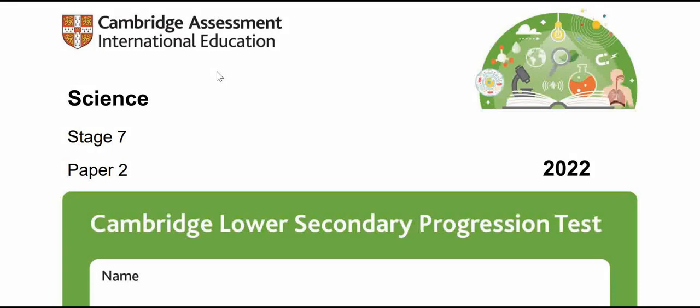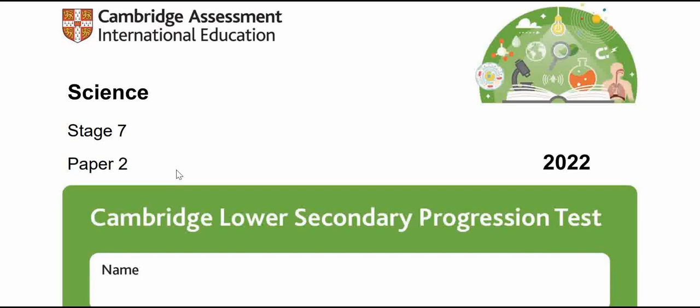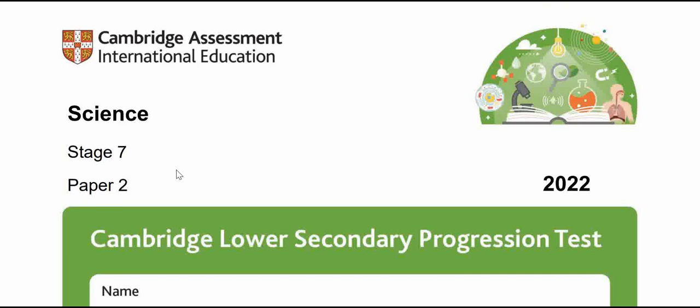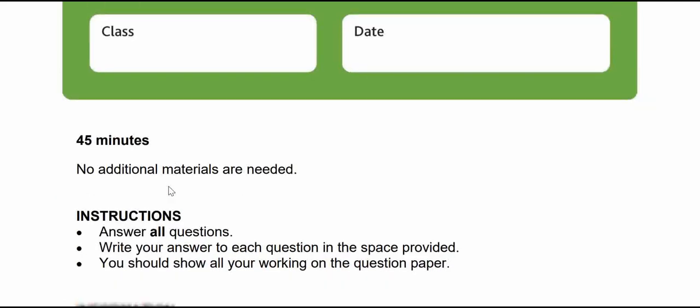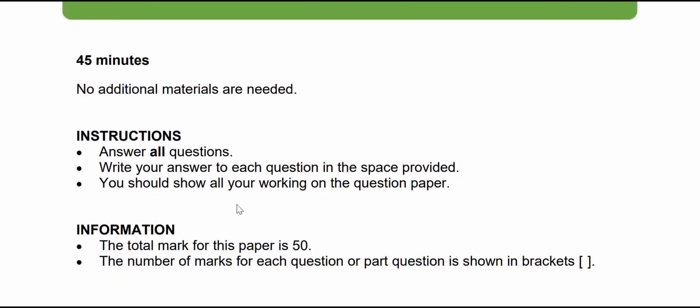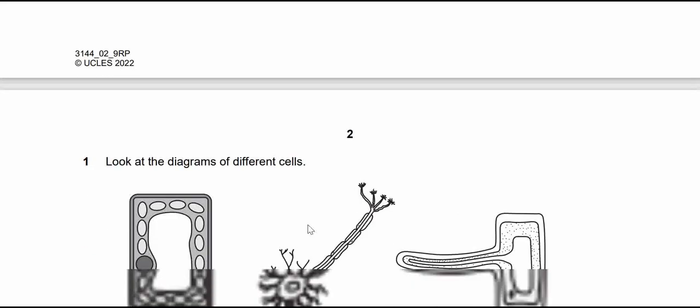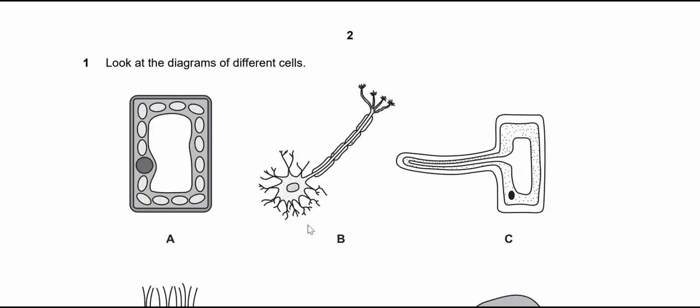Today we are going to discuss Science Stage 7 Paper 2 2022. It's a request from our subscriber as they are preparing for their test. Let's get started. It will be in quiz form. You'll be given a time interval to find your own answer, and after that, you may match it with the revealed answer. This paper is 45 minutes for Stage 7 and the total mark is 50. Let's get started from number 1.